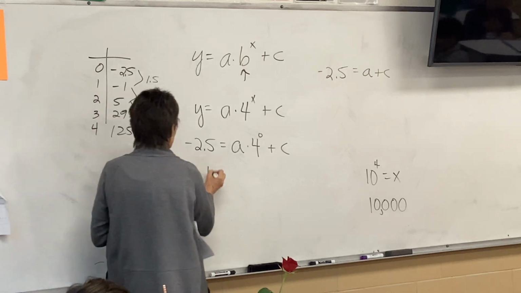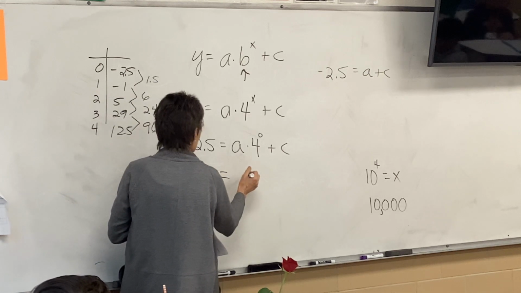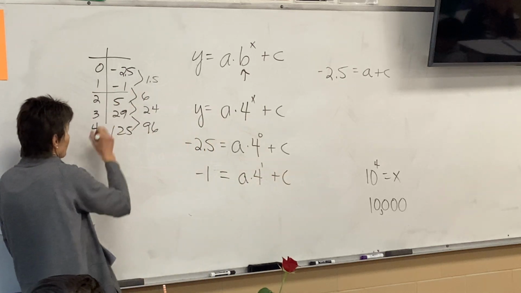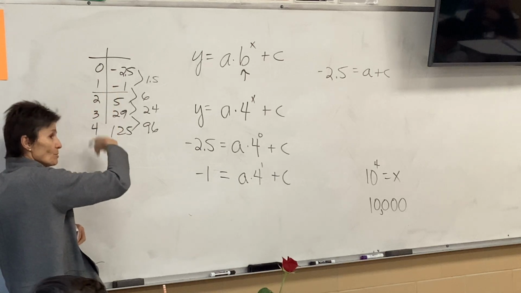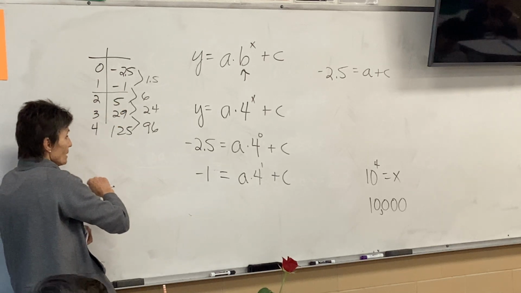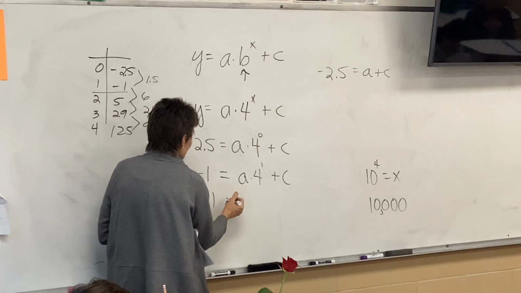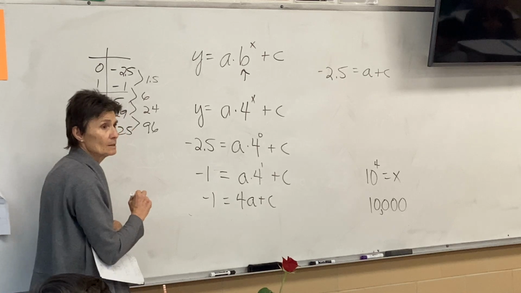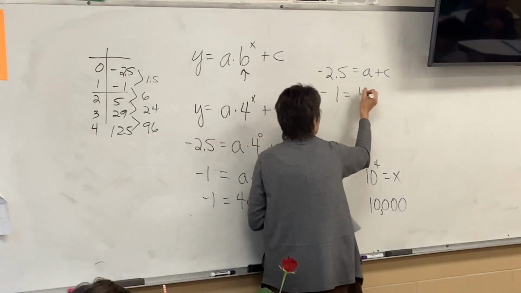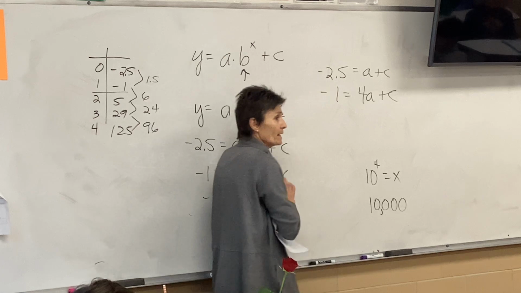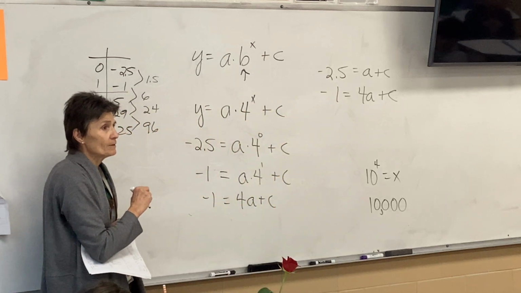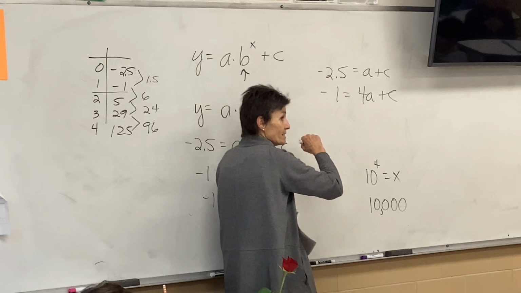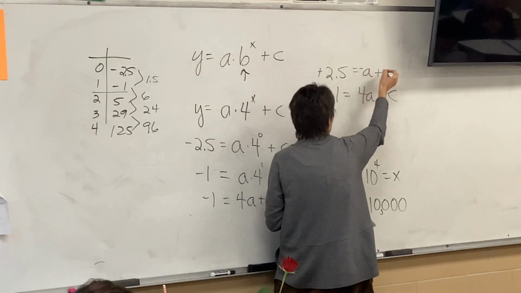So 1 equals a times 4 to the first plus c. And my second one, any of these points could be used. I'm just using the first two. So this says -1 equals 4a plus c. So what have I got here? What have I got when I do that? A system of equations that's actually lined up perfectly to eliminate the c's. Let's get those c's out of there.